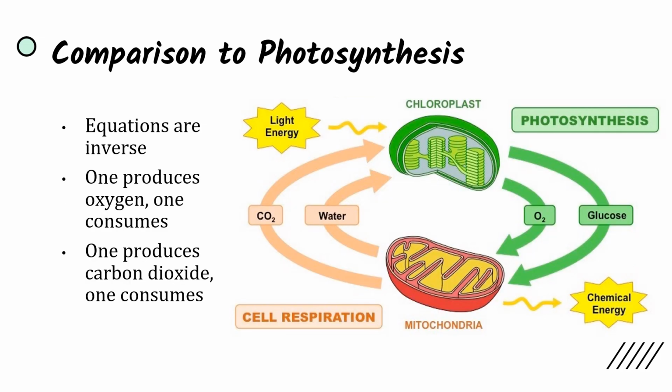Now, comparing cellular respiration to photosynthesis, you can see that, first of all, the equations are inverse. Cellular respiration produces water through the binding of the electrons to the final electron acceptor of oxygen, as well as carbon dioxide from the removal of all the carbons in glucose. And these are going to be the reactants used by the chloroplast in order to create glucose.